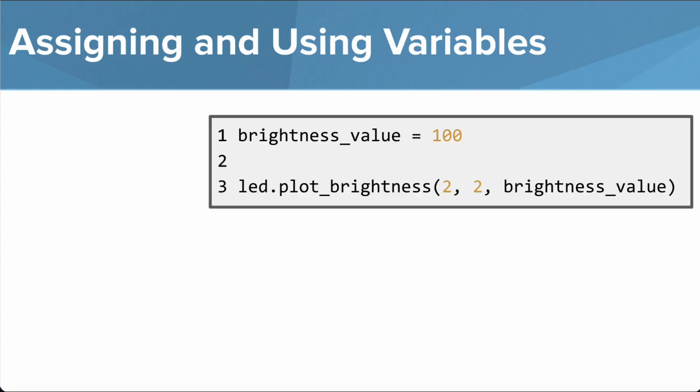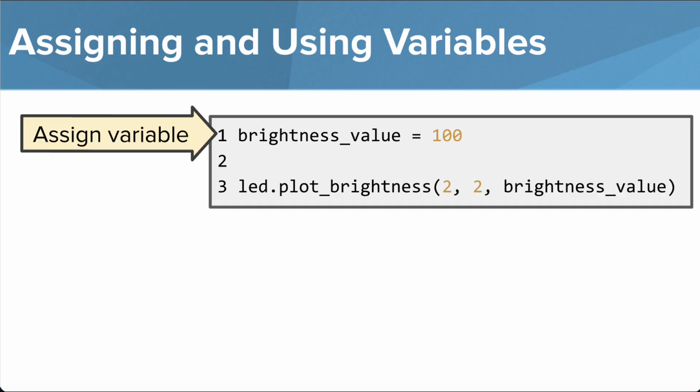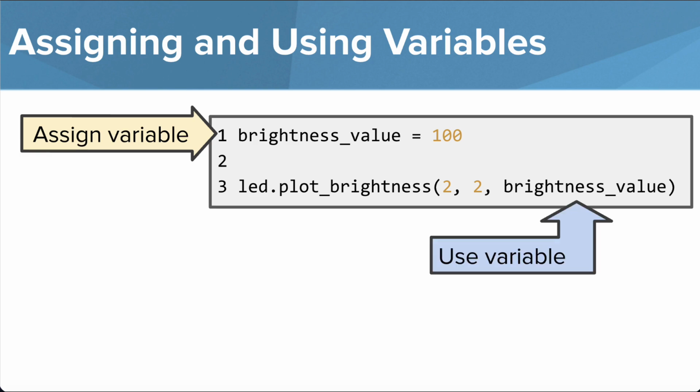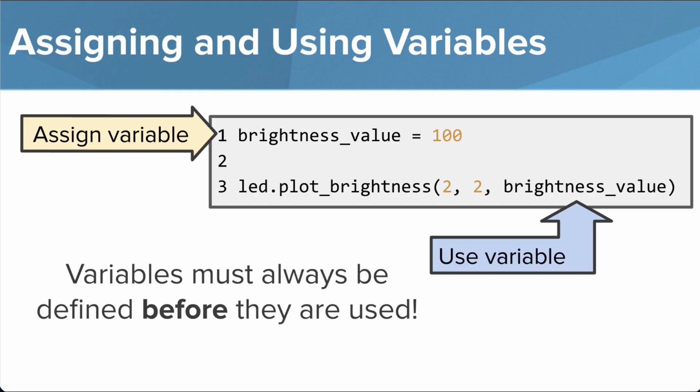To use a variable, the first thing we need to do is assign it. We do this by writing the variable's name followed by an equal sign and the value we want to assign it. To use the variable, we plug its name wherever we want to use its value. In this case, we want the value of the brightness_value variable, which is 100, to control the brightness of our middle LED. So we plug it into our command where we would normally write the number for brightness. It's very important to remember that we cannot use a variable unless we have previously defined it.